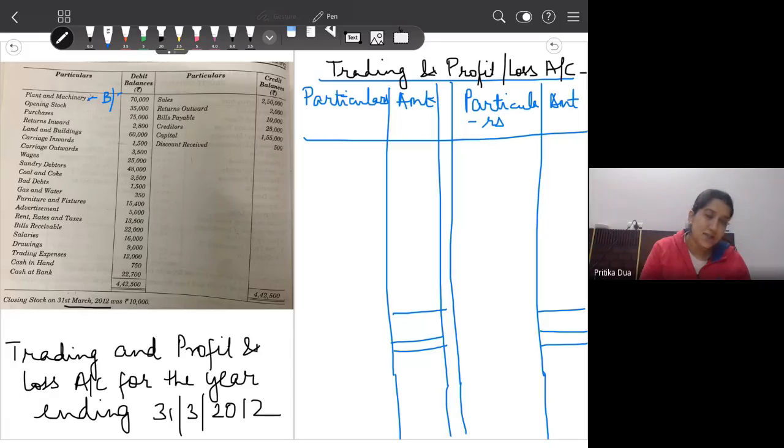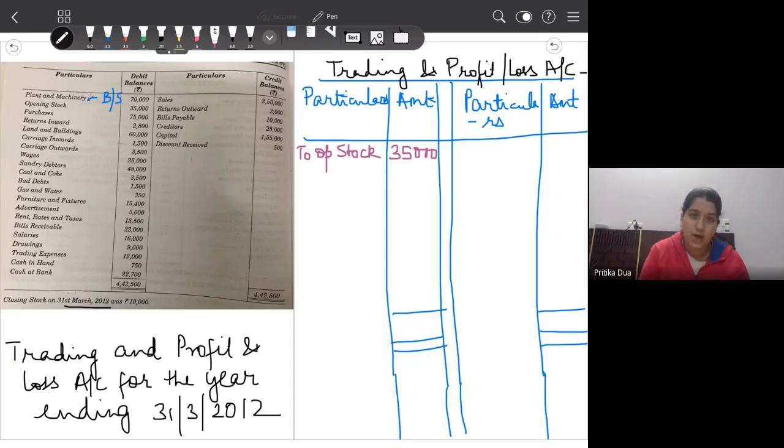We move to the next entry, opening stock. Opening stock comes on the debit side of the trading account. So here I write to opening stock and the amount is 35,000. Okay. Make sure you keep a pencil handy with you when you are solving questions like this so that you can strike off each entry which you have entered in the account. Okay, so you should be very clear that you are not missing out on any of the entries.